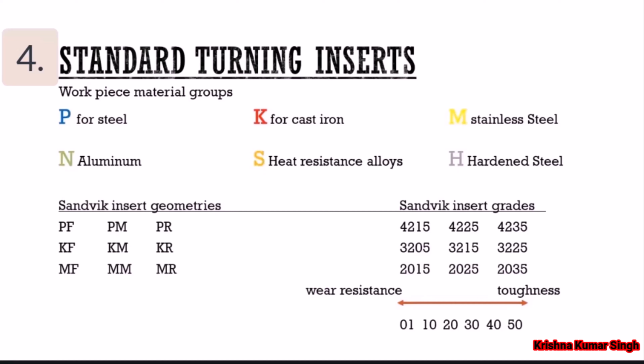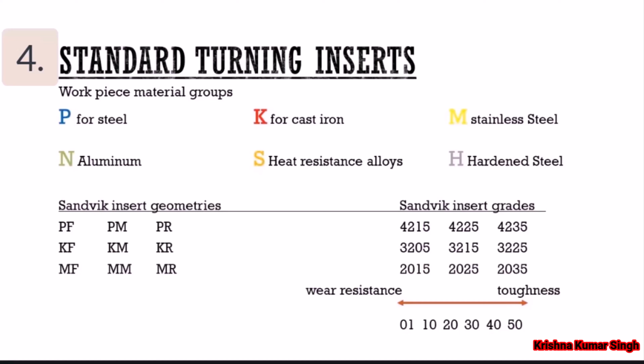Inserts are also distinguished by their material and coatings. Each company has its own codes for these. For example, Sandvik has codes like 2015, 2025, and 2035. Sandvik's coding system is logical and easy to remember. For example, Sandvik's turning grades for steel, P group, start with 4, for cast iron, K group with 3, and for stainless steel, M group with 2.